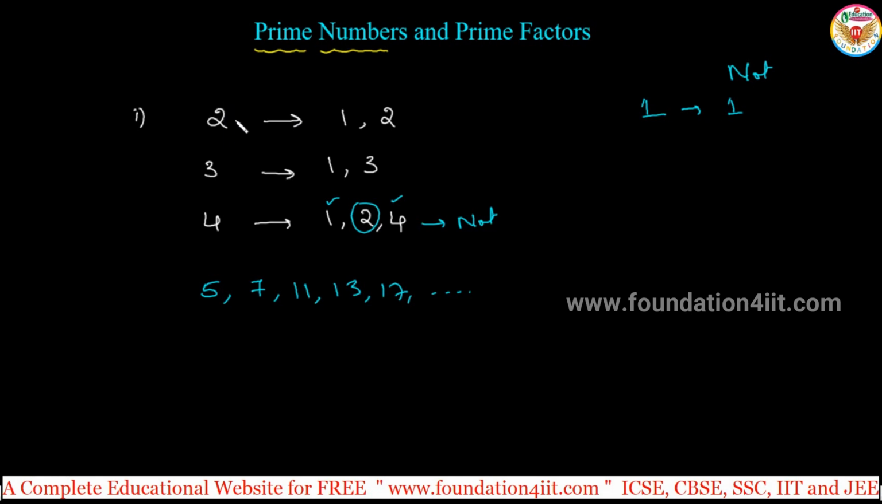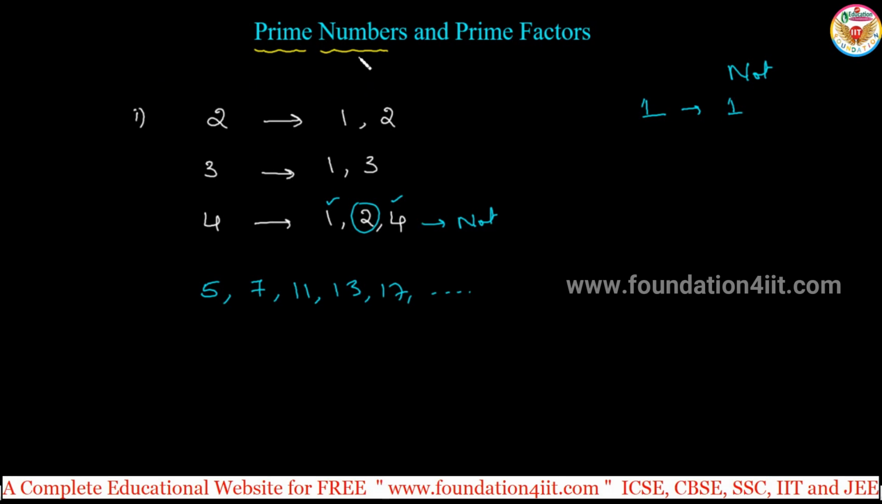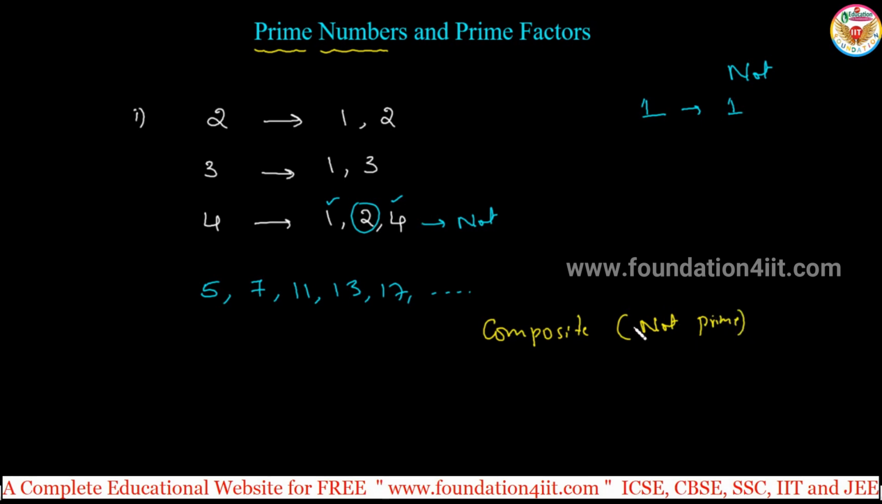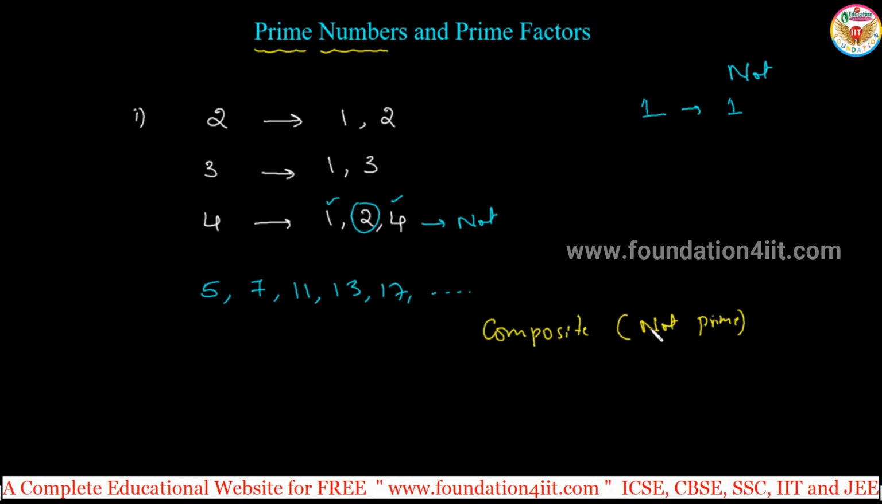Okay. Every even number greater than 2 is a composite. The opposite of prime numbers is composite numbers. So those which are not prime are composite. Composite means they are not prime. So every even number greater than 2 is a composite number, and 2 is the only even prime number, right?